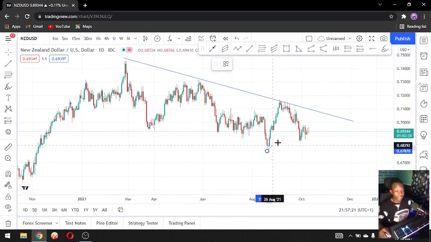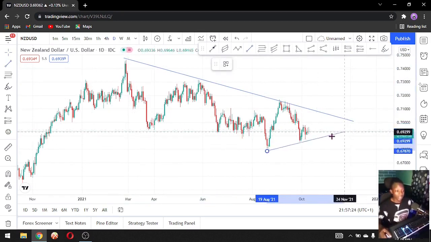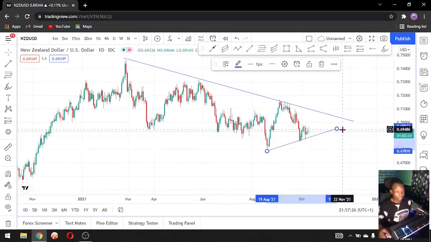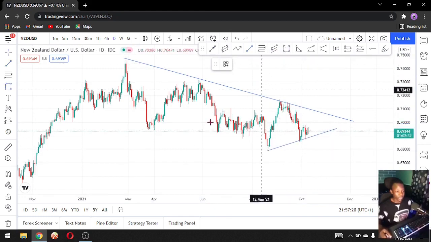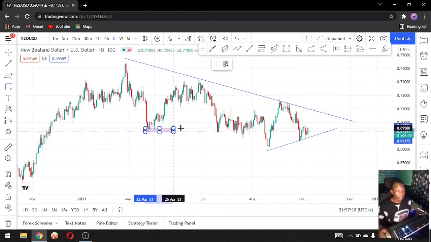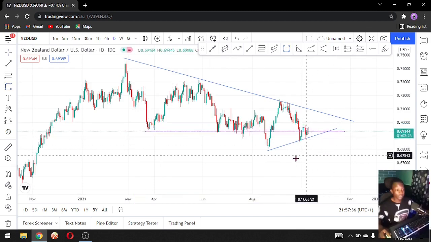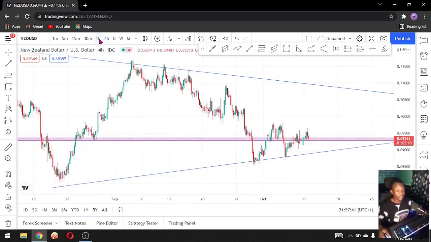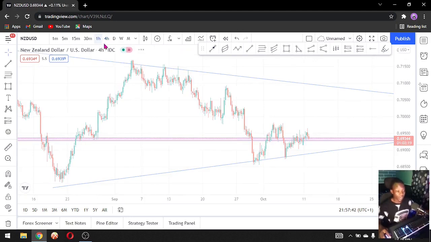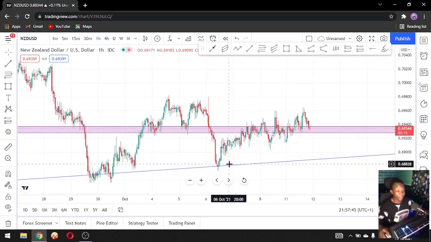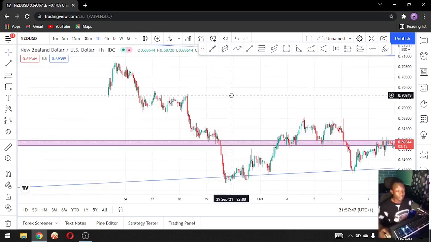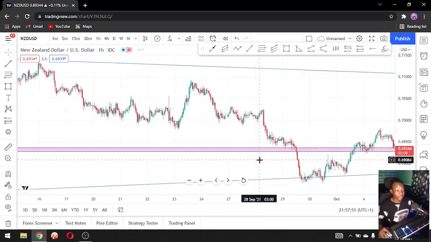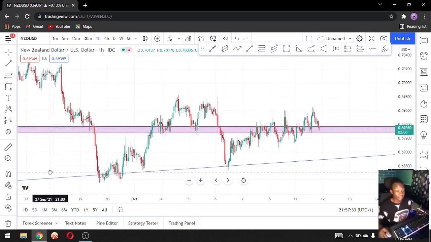Having drawn our trend lines and support zone, we have a support zone here. We will now scale to the 4-hour chart to get a clear view of price movement, or better still, go to the 1-hour time frame for our entry. Here is the small trend we drew on our daily chart. Price respected that zone a couple of times.